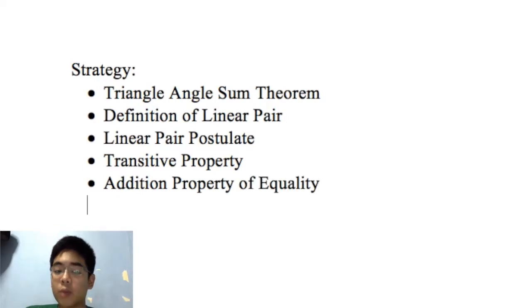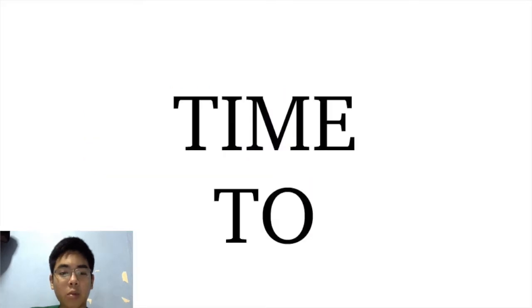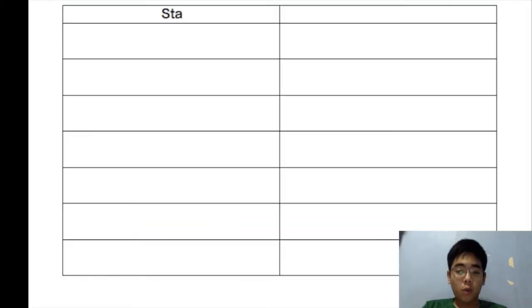Now that we have our complete strategy, we can use these postulates, theorems and definitions, as well as properties, to prove our statement. It's time to prove. To help us prove, we will be using the two-column proof, where on the left, we'll put our statements, and on the right, our reasons.